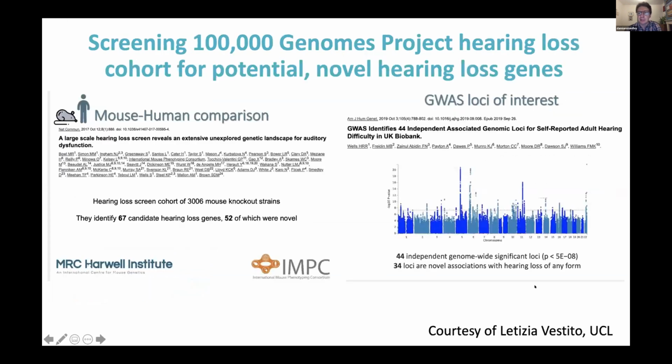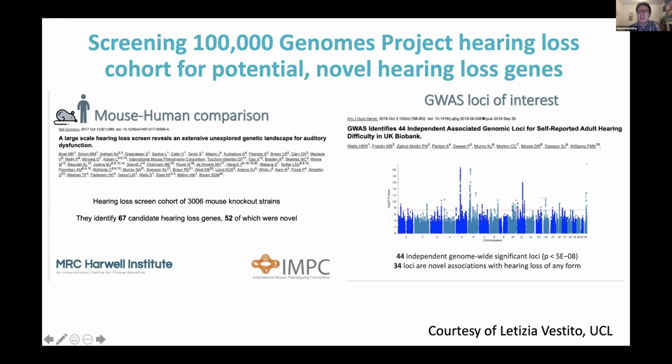And then this is the work I was talking about earlier. This is the work of Leticia, who's a joint PhD student in my team at UCL. A few years ago, there was an IMPC paper where they did a large-scale hearing loss screen and identified some 67 candidate hearing loss genes, and 52 of these were novel, so they've never been reported before in humans.